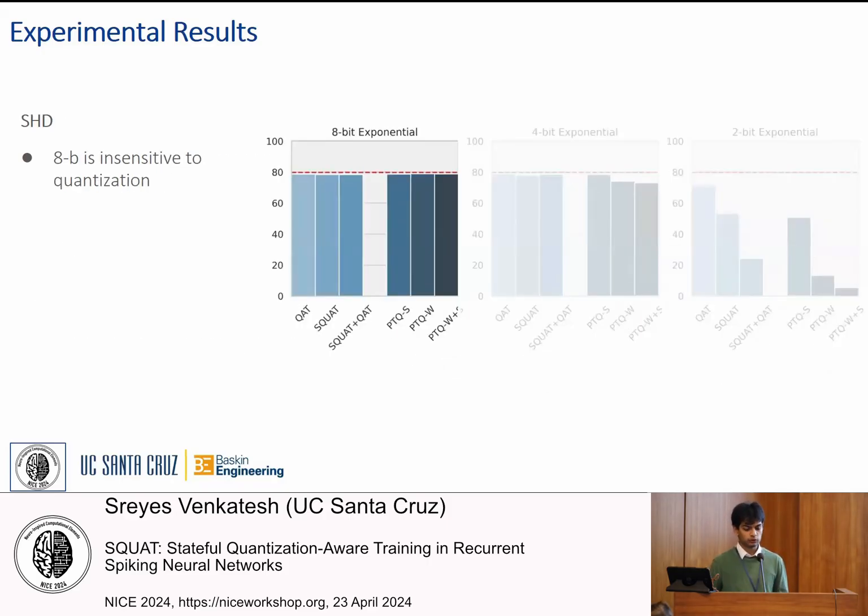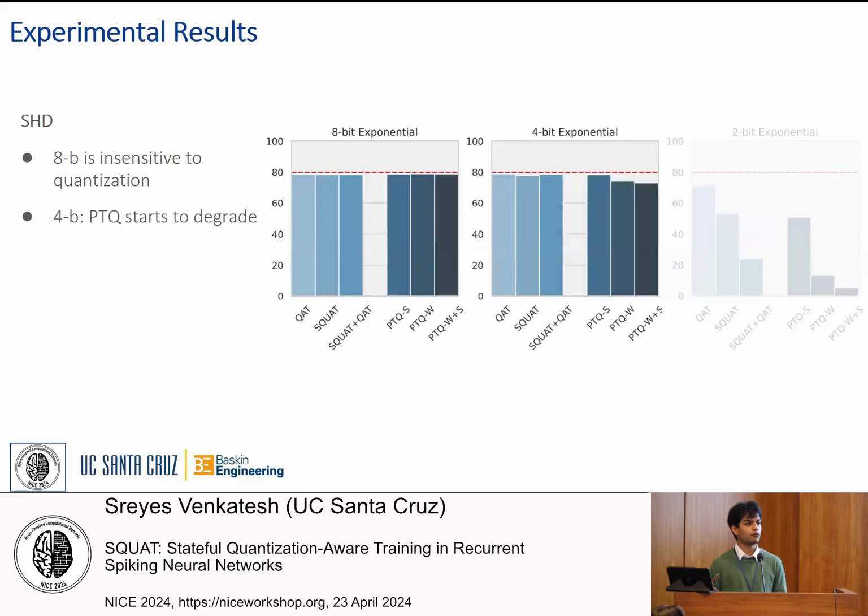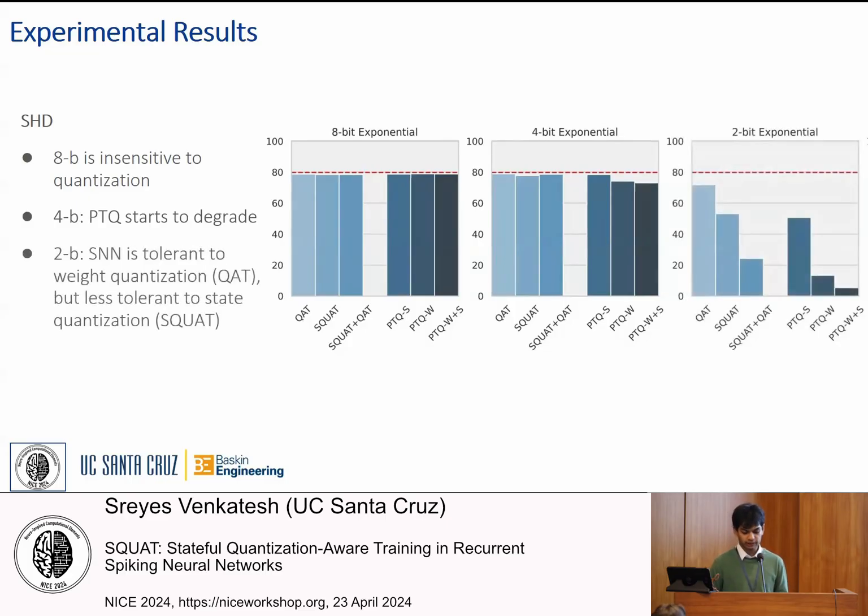For the exponential form, we can see that 8-bit performs very well regardless of what the quantization schema is, kind of telling us maybe there's just enough information. We can see at 4 bits, the quantization-aware version does well, but the PTQ starts to degrade in performance. And then finally, we can see that at 2 bits, the SNN is more tolerant to a quantization of just weights than it is to a quantization of just states.